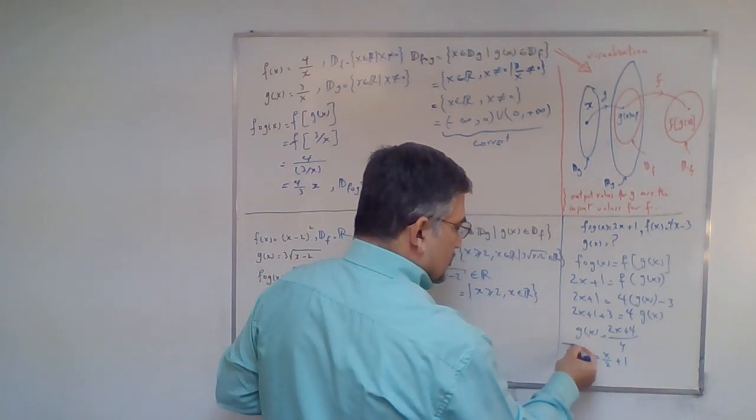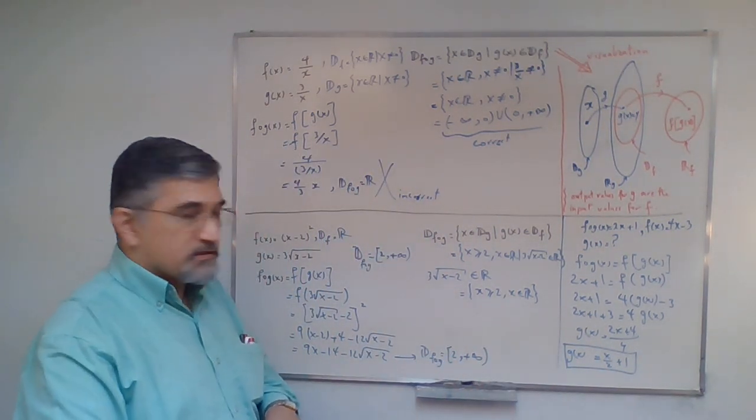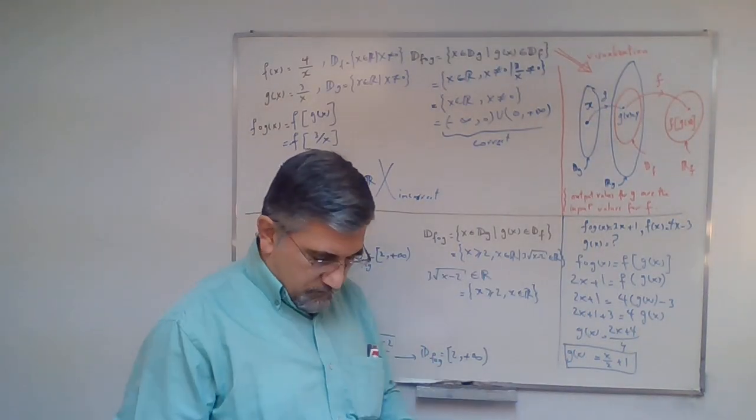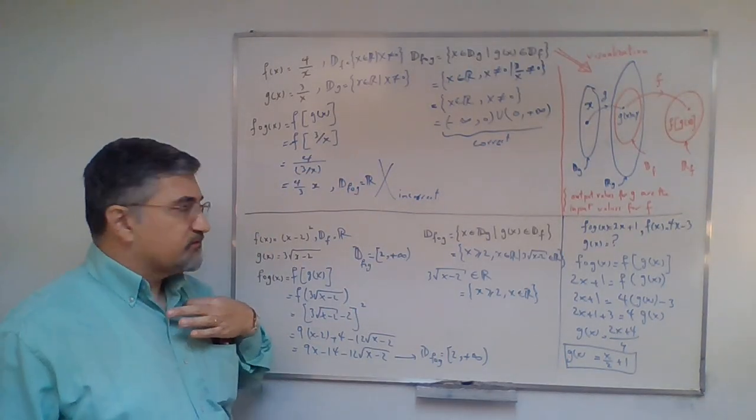So the unknown function g of x was eventually found by simple algebra. It was just an extra exercise I wanted to do. But these two questions showed us conflict of domains.